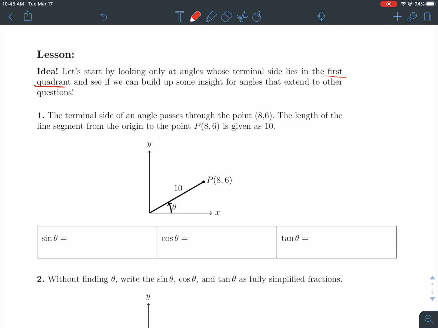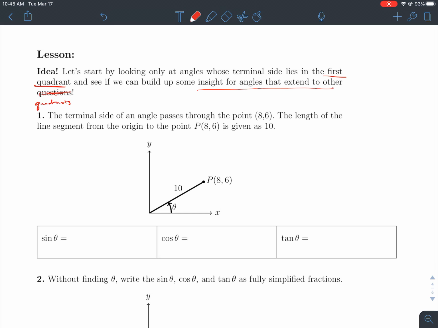It turns out that these are the easiest to work with because both numbers are positive and because our angle is of a reasonable size. And when we do this, I think we're going to find a pattern. So we're going to see if we can build up some insight for angles that extend to other quadrants.